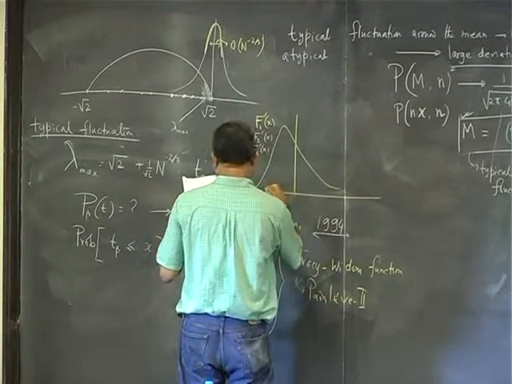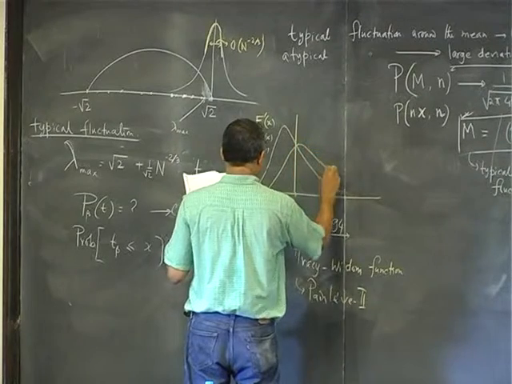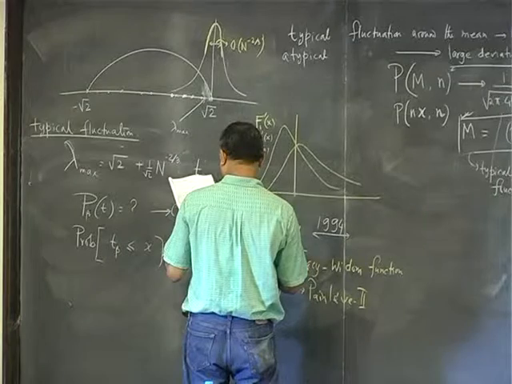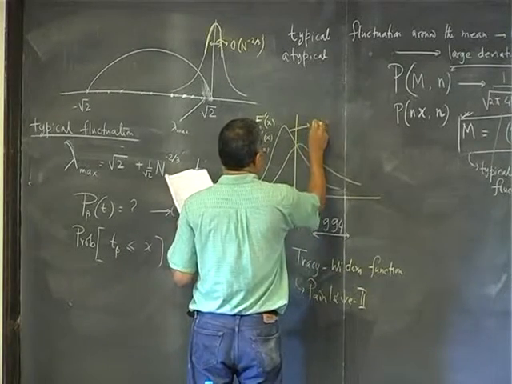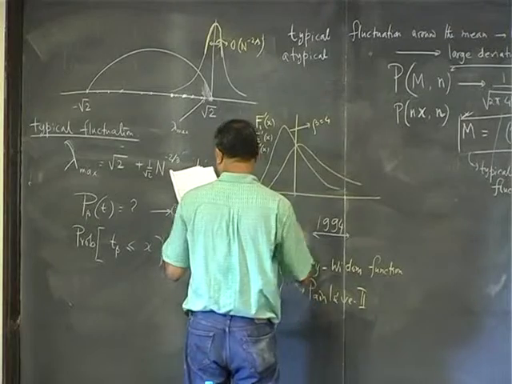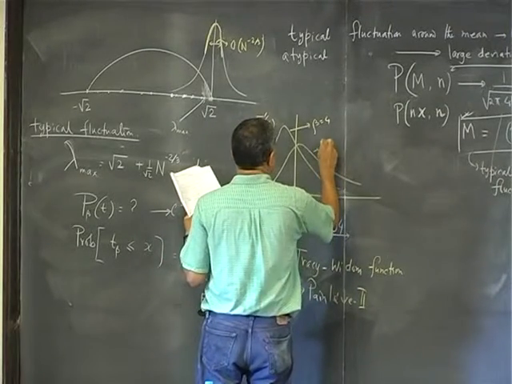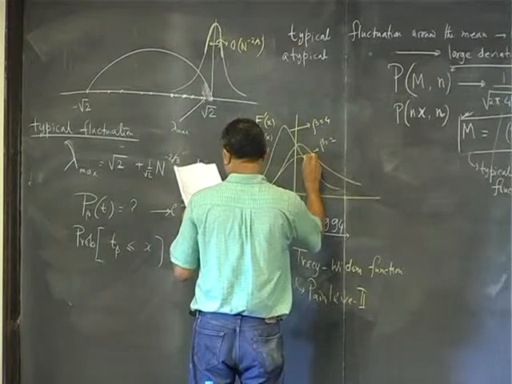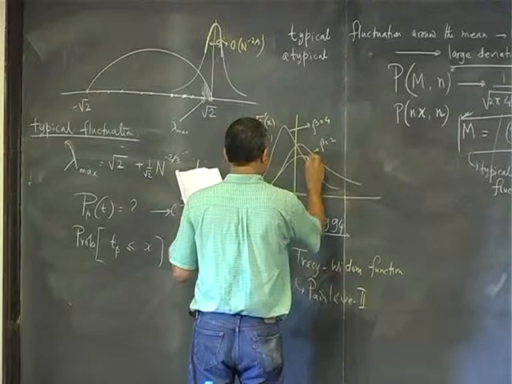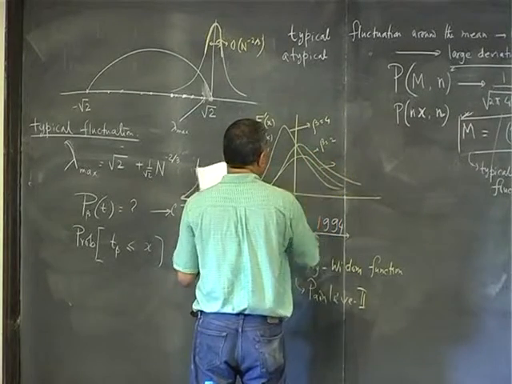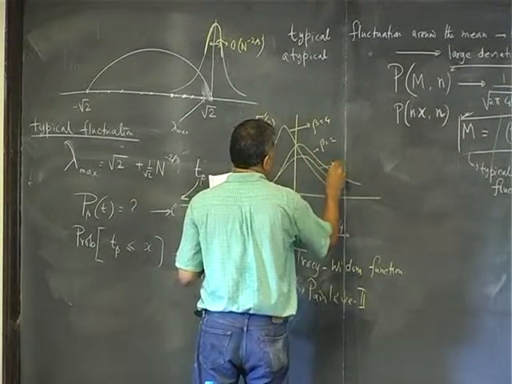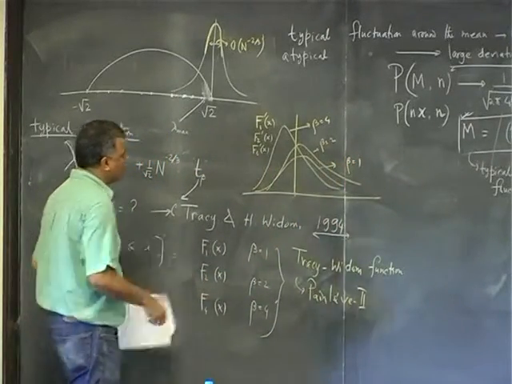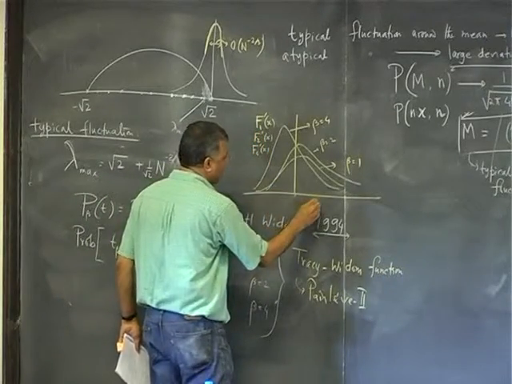I'm just drawing schematically, not really very accurate. So this is beta equal to 4. So beta equal to 2. And you have some other curve which is beta equal to 1. Roughly speaking, they depend on beta and they vary with beta. I'm plotting f1 prime x, f2 prime x, f4 prime x as a function of x.